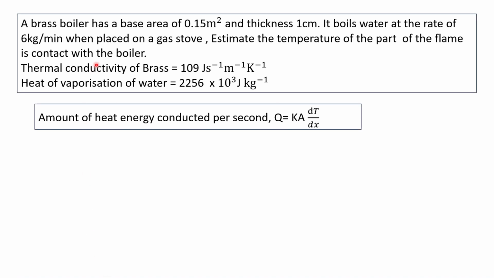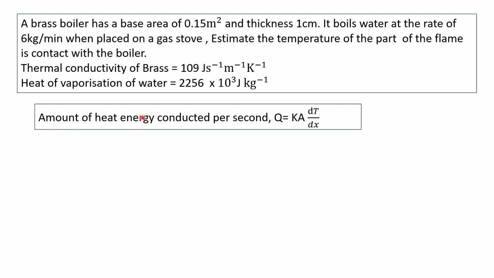A brass boiler has a base area of 0.5 meter square and thickness 1 centimeter. It boils water at the rate of 6 kg per minute when placed on a gas stove. Estimate the temperature of the part of the flame that is in contact with the boiler. Thermal conductivity of brass is 109 joules second raised to minus 1 meter raised to minus 1 Kelvin raised to minus 1. Heat of vaporization of water is 2256 into 10 raised to 3 joule kilogram raised to minus 1.